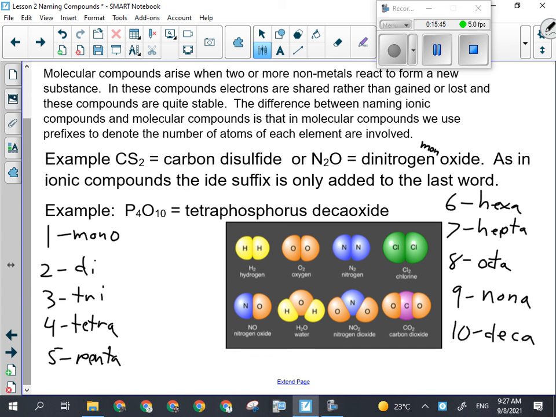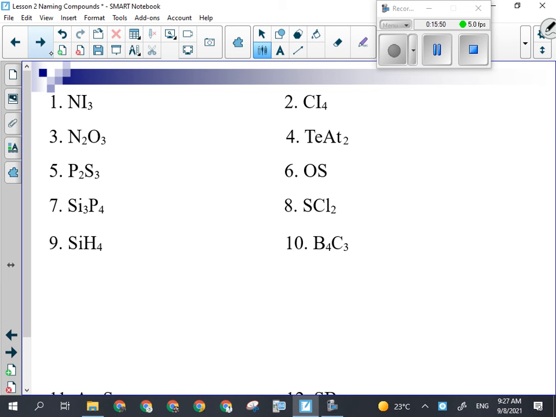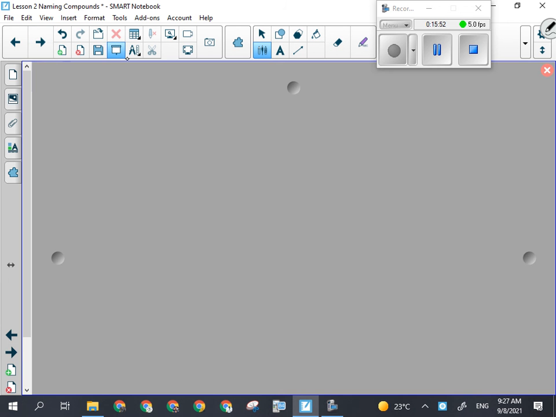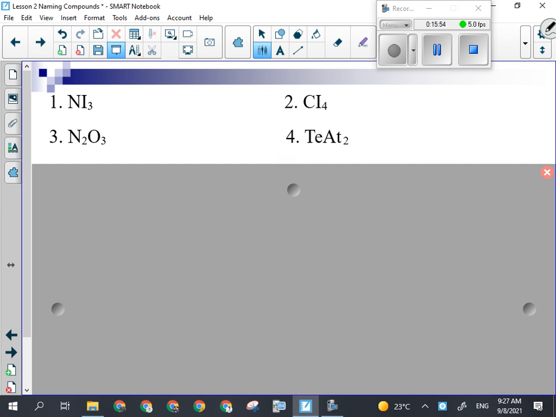All right, so those are your prefixes. Pretty straightforward for naming molecular compounds. Okay, so let's have you guys try the first 4 here, and then we'll go through them together and see how we do.